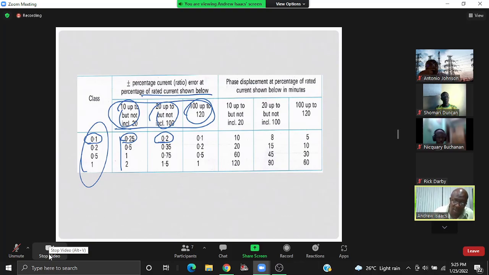So the errors that we are showing here: if you were using a class one, then the error is 2% up to 20% of rating. So if I have a 1,000 to 5 CT and I'm using it up to 20%, what that means is that if the current that I am operating it with is in the region of 200 amperes, as a 1,000 to 5, if I'm using it up to 200 amperes, then the error that I'm going to experience is about 2%. If I'm using it on a 1,000 ampere system, remember that we're dealing with a 1,000 to 5, then the error would be 1.5.